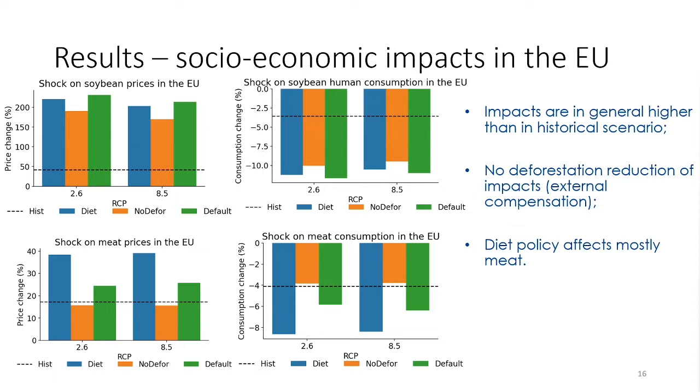And the model starts compensating in different countries, such as in Asia, which would not suffer from this type of shock. So therefore, all the shocks in prices and consumption are not as intense as they would be in the default scenario. And finally, we have the dietary change, which is the blue bars, and we see that it's mostly affecting the lower cases here, which are the meat consumption.